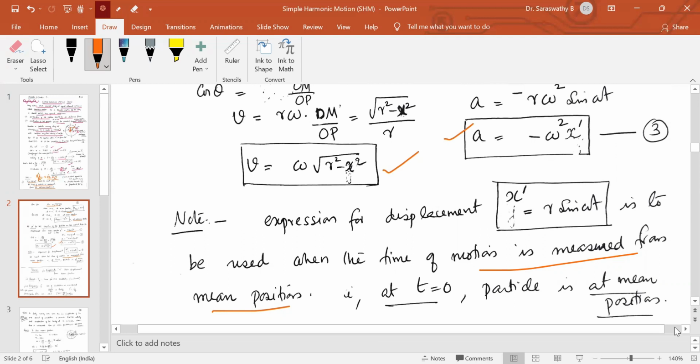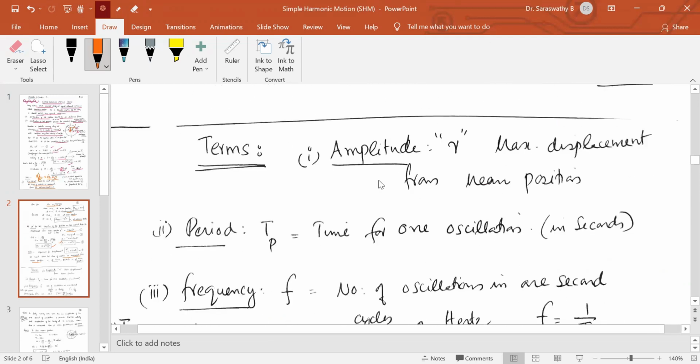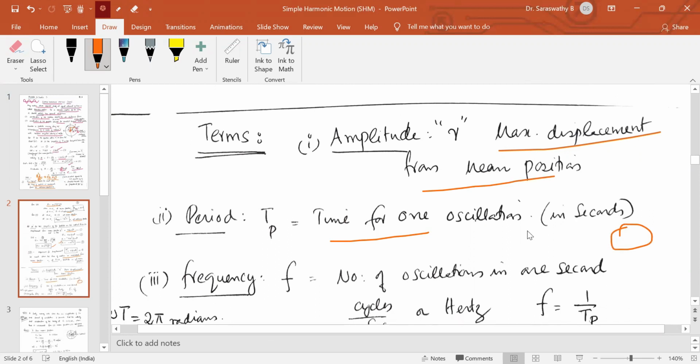Certain terms connected with simple harmonic motion. Amplitude is the maximum displacement from the mean position. And period of oscillation means time taken for one complete cycle. Time for one rotation is called period. It is expressed in seconds.